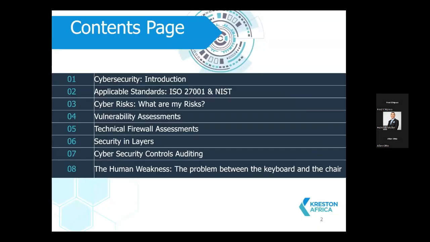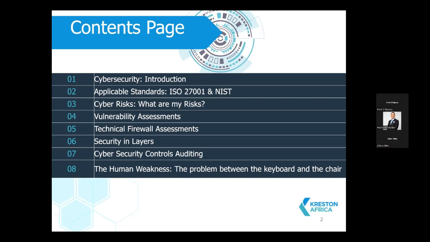So we will cover a very brief introduction around cybersecurity. We'll look at applicable standards that we usually use when we do our cyber audits. We'll look at the various cyber risks, the main risks that we find specifically at clients. Then we're going to go into, on a very high level, what we do in terms of vulnerability assessments, technical firewall assessments. We'll cover security and layers, and then also look at cybersecurity controls auditing.